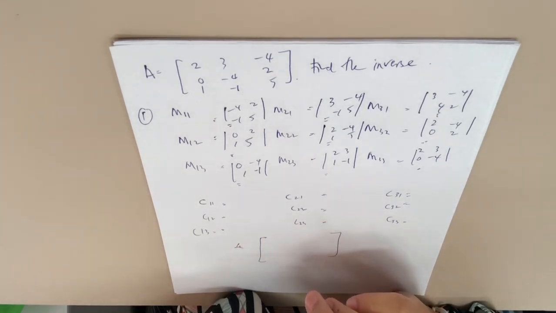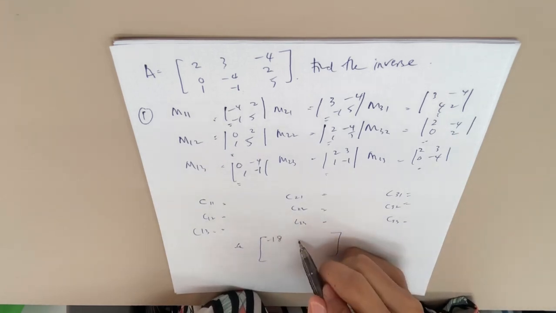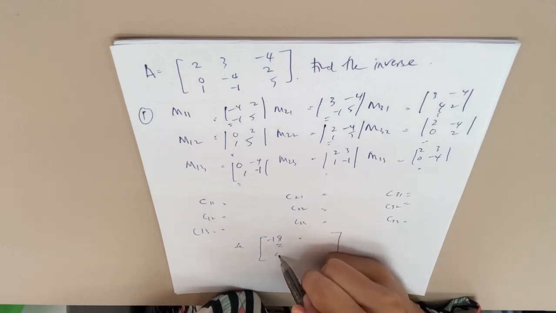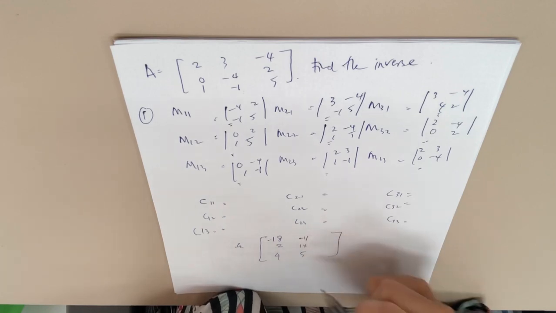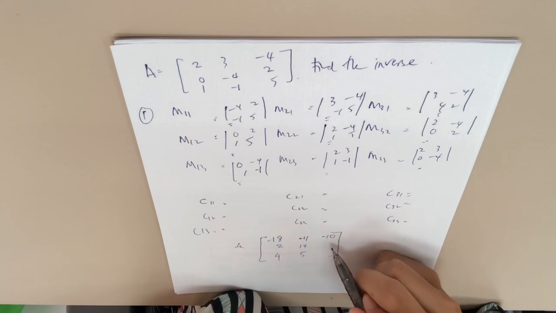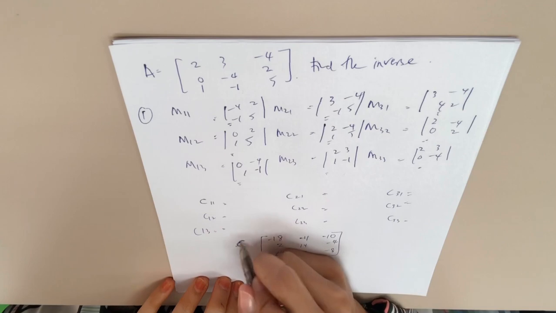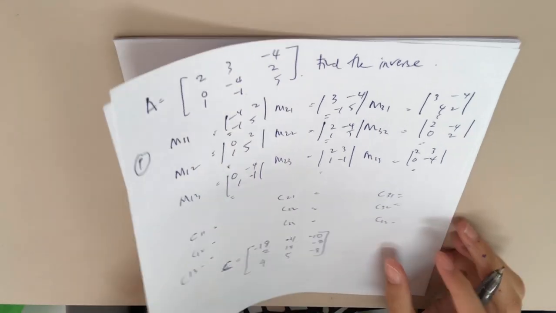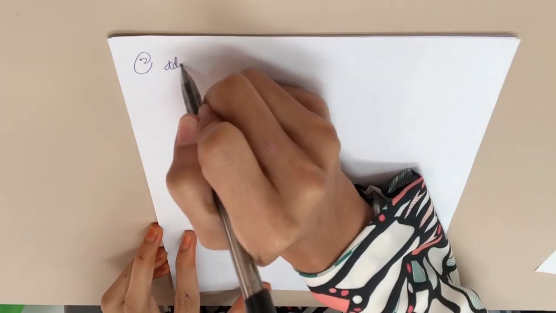So the C you should get is -18, 2 and also 4. And then -11, 14 and 5, and then -10, -4 and also -8. So this is matrix C. So you settle on step number 1. The next step, step number 2, is to find the adjoint, which is the cofactor transpose.